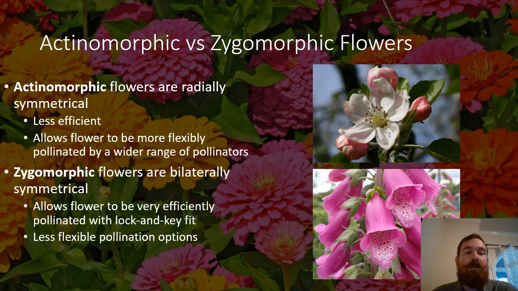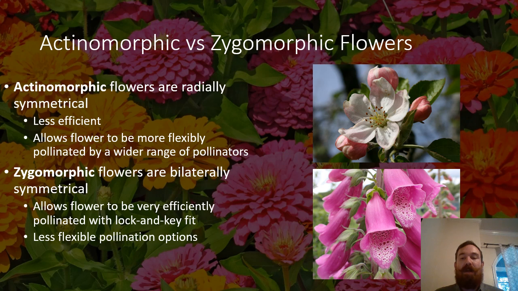So the actinomorphic flowers are radially symmetrical. So we could split this flower along any of 5 lines of symmetry and still basically be looking at the same flower. We could make a line here, we could split it here, we could split it here, or we could split it here, and we'd have essentially the same thing on either side.